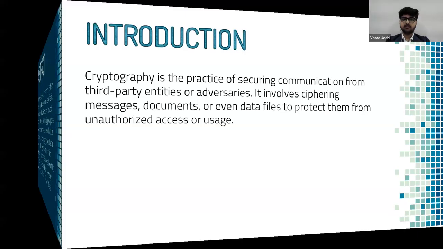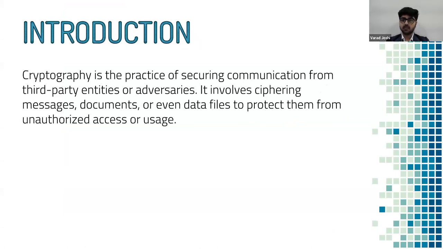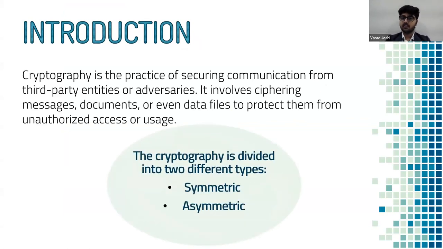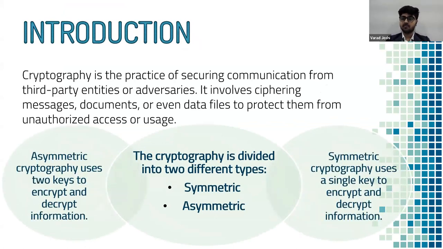Let's start with the introduction, the meaning of cryptography. Cryptography means to encrypt and decrypt data. There are basically two types of cryptography: symmetric cryptography and asymmetric cryptography. Symmetric cryptography uses a single key to encrypt and decrypt the data, while asymmetric cryptography uses two different keys to encrypt and decrypt the data. One is for the sender side and one is for the receiver side.